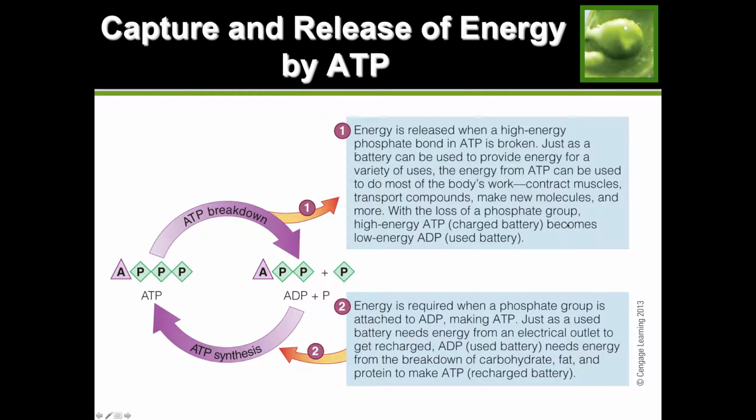So this is just an example of the capture and release of energy by ATP. Here you have ATP. It gets broken down, so it releases one phosphate. Remember that bond right there is a high energy bond. So that releases energy. But then you need ATP again. So what happens?